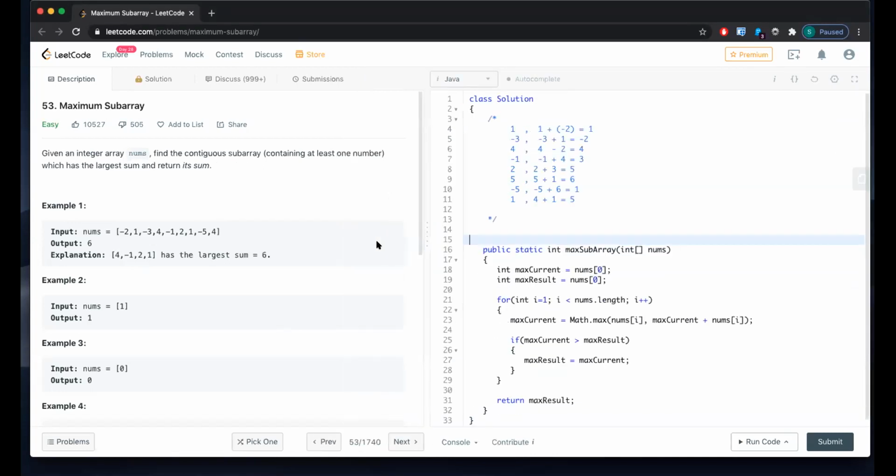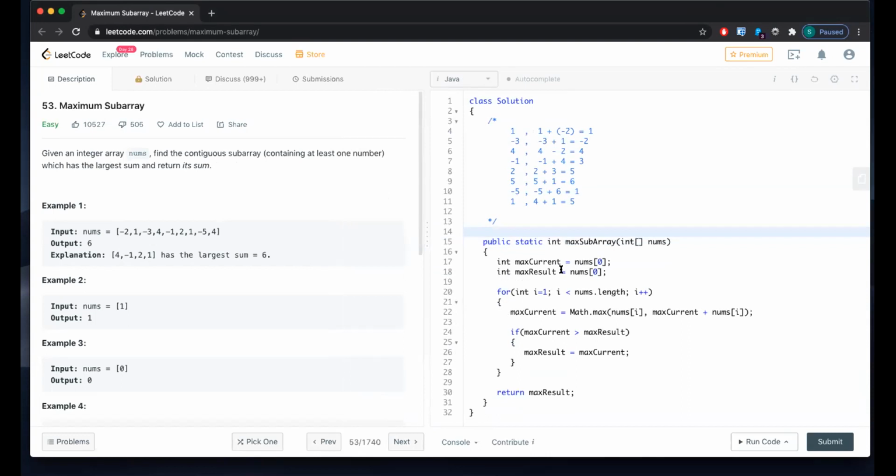So, all right. And the code does exactly the same thing, right? It points max current and max result to the first element, and then it loops, right? Do an O(n) loop. It keeps track of max current, and this is what I was talking about. Math.max(nums[i], max current + nums[i]) is checking if taking 1 by itself is better, or 1 plus -2 is better, that kind of thing.